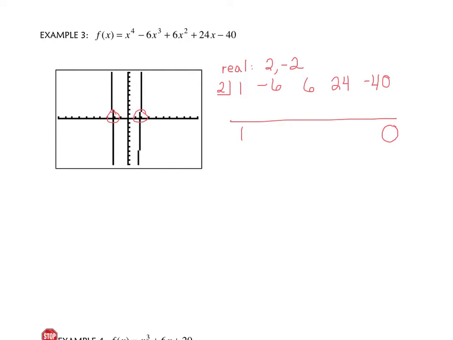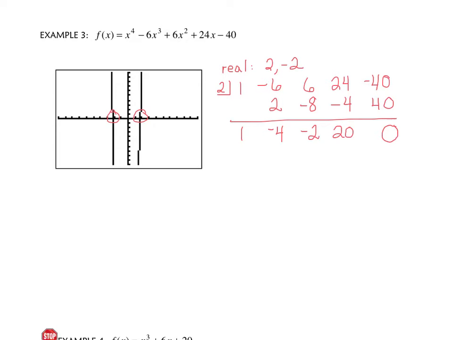Bring down the 1, multiply, you get 2. -6 plus 2 is -4. -2 times -4 is -8. Adding, we get -2. Multiplying, -4. Adding, we get 20. And then multiplying, we get 40. Add those two, we do get 0.